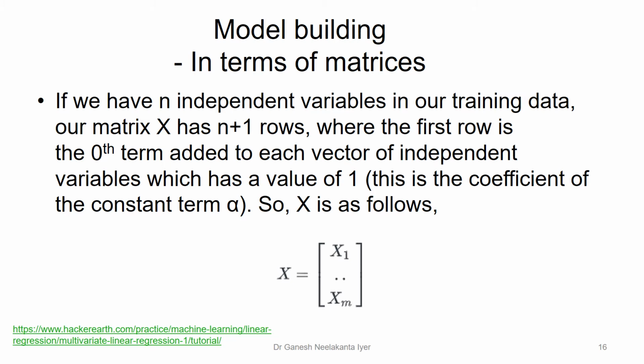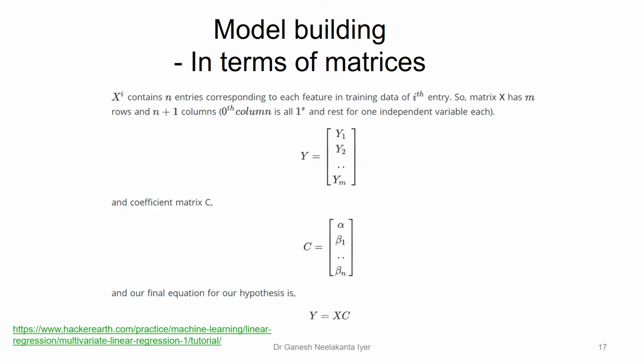So how do we build the model? If we have n independent variables in our training data, our matrix X has n plus 1 rows, where the first row is the zeroth term added to each vector of independent variables, which has a value of 1. So X is equal to x1 all the way to xn, and xi contains n entries corresponding to each feature in the training data of the ith entry. So matrix X has m rows and n plus 1 columns. So our final equation looks like y equal to Xc.